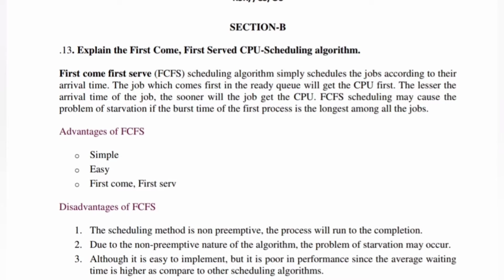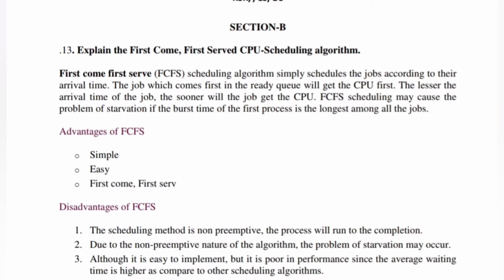Section B. Explain the first come first served CPU scheduling algorithm. First come first served, FCFS, scheduling algorithm simply schedules the jobs according to their arrival time. The job which comes first in the ready queue will get the CPU first. The lesser the arrival time of the job, the sooner the job will get the CPU.